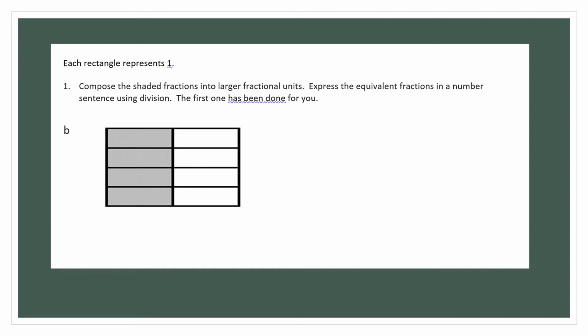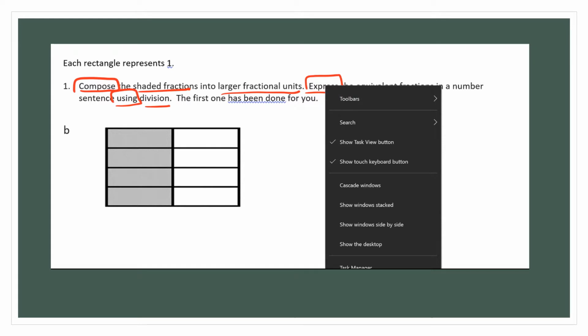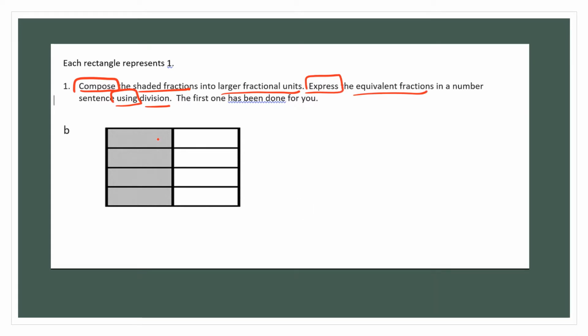Let's get started by cubing our directions. First, compose the shaded fraction into a larger fractional unit and express the equivalent fractions in a number sentence using division. We have to look at the beginning of our story. With multiplication, we'd start with the fraction with the smaller numbers, but now we're using division, so we need to start with a fraction using bigger numbers. The fraction shown is 4/8. If I take away these solid horizontal lines, I would see 1/2.